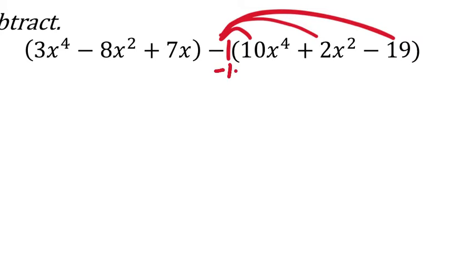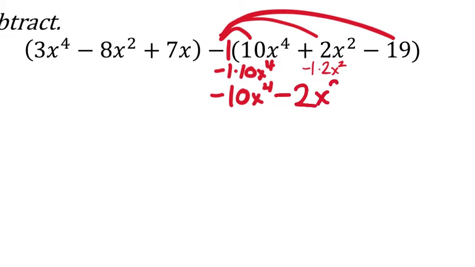So I would have negative 1 groups of 10x to the power of 4. So negative 1 times 10 is, well, negative 10. Keep that x to the power of 4, okay? Then I also got negative 1 times 2x to the power of 2. So once again, negative 1 times 2 would be negative 2. And then keep your x to the power of 2. Then we got negative 1 times negative 19. Don't forget that minus sign carries over with the term 19. So that's negative 19. Negative 1 times negative 19 is positive 19. So we show that as plus, okay?